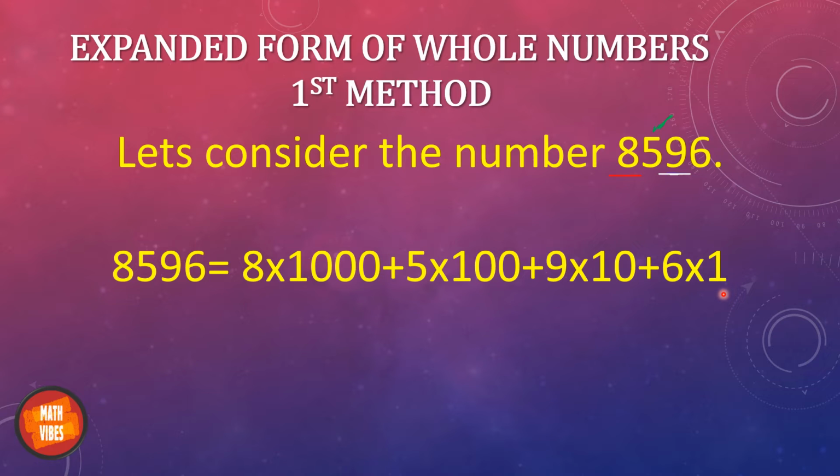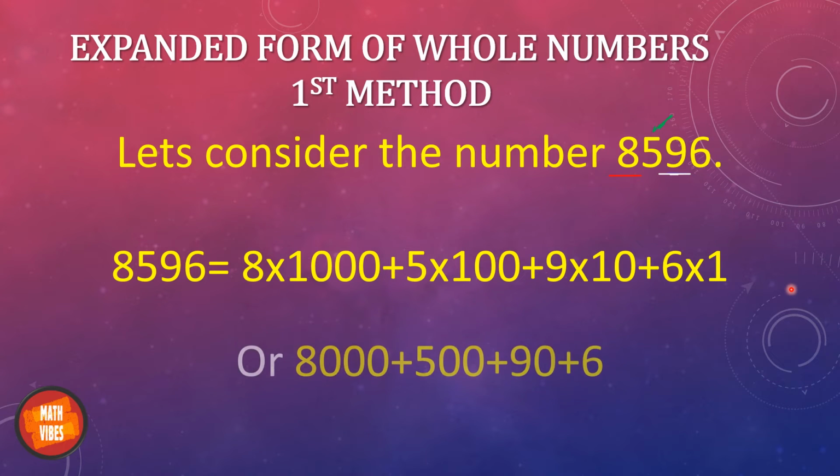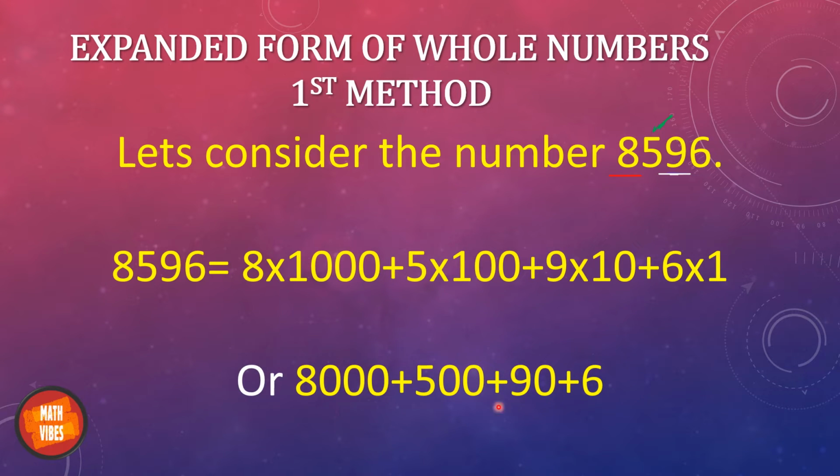Okay, so this is the easiest method, and this can also be written as this, which is super easy. Directly write 8, after 8 there are 3 digits so 8000, plus 5 followed by 2 digits so 500, plus 9 followed by 1 digit so 90, and after 6 there is nothing, so leave 6 as it is. So this is the expanded form of the number.